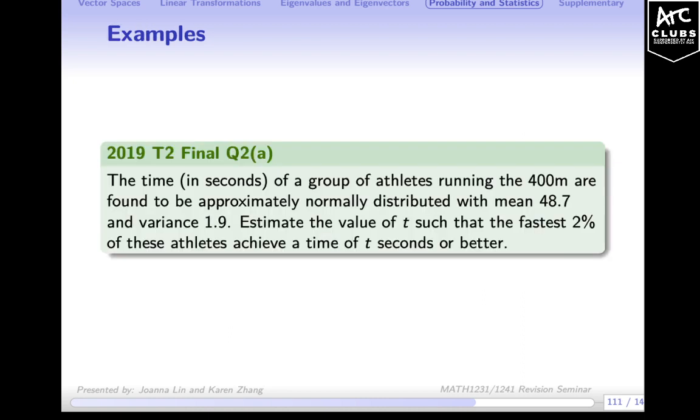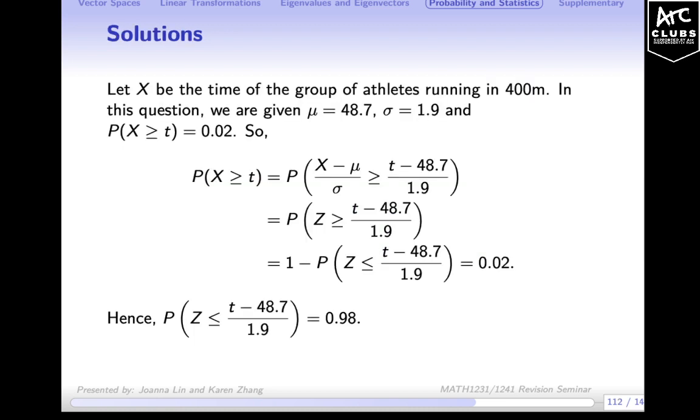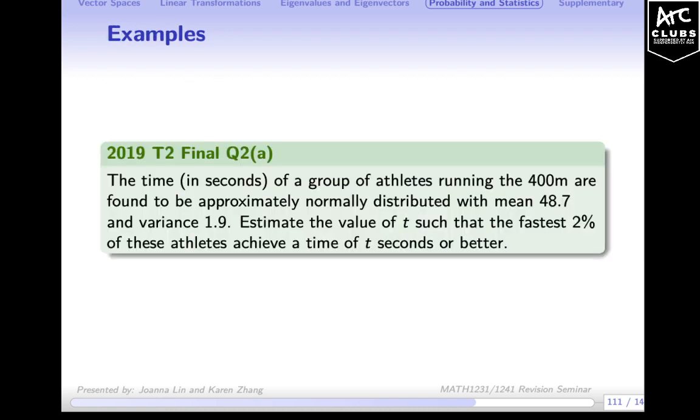Okay. I just have a question that's a little bit harder. This time, it says that the time in seconds of a group of athletes running 400 meters is approximately normally distributed with mean 48.7 and variance 1.9. Estimate the value of t such that the fastest 2% of these athletes achieve a time of t seconds or better.